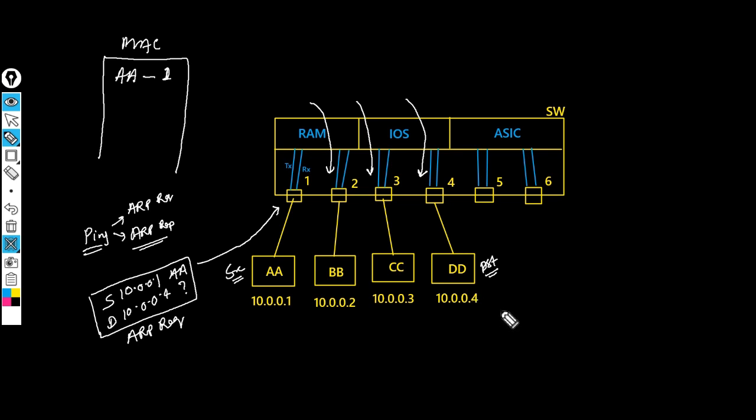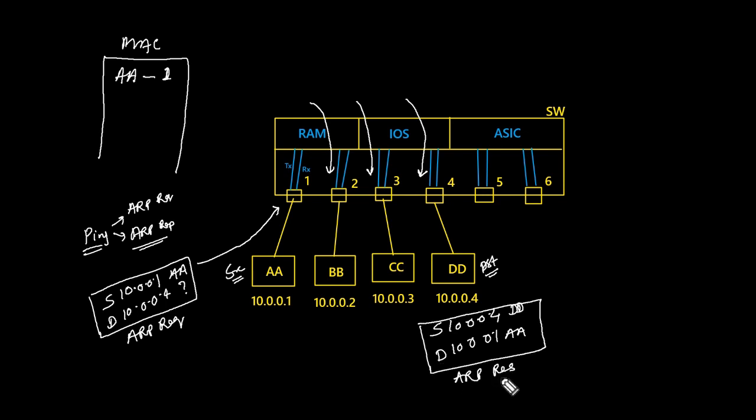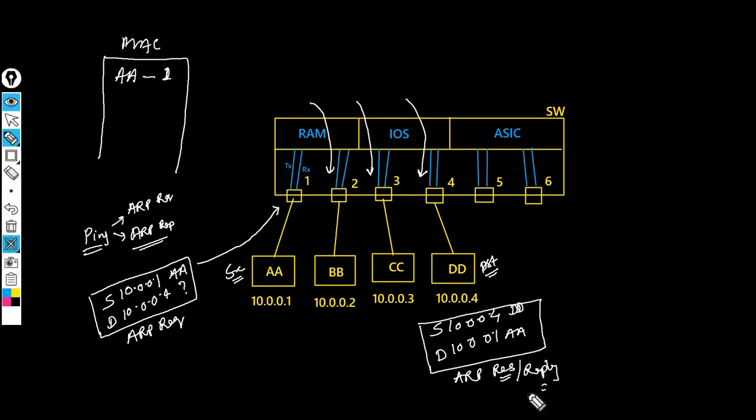Now it is going to generate the ARP response, in which it will say that now the source will be 10.0.0.4, and MAC address is DD, and destination will be 10.0.0.1, and MAC address is present in that particular ARP request, and this is basically your ARP response, or you can say that it is your ARP reply.